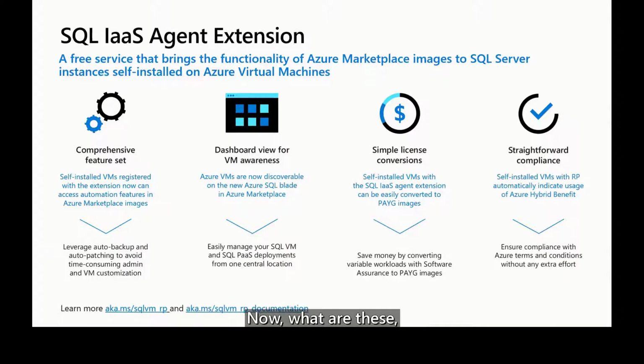Now, how am I going to get all this? You get all this by putting a piece of software called the SQL IaaS Agent Extension in your virtual machine. How to get the software, let's discuss in the following slides, but think about it this way: the IaaS Agent Extension is a piece of software that your virtual machine will have, which will enable all these feature sets, apart from VM awareness, license conversions, and straightforward compliance. And this is unique to Azure.